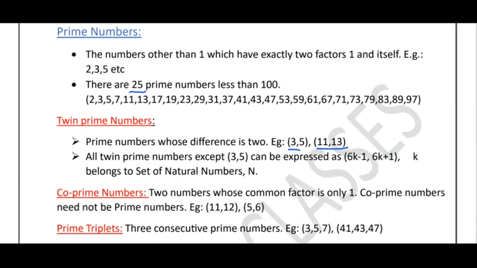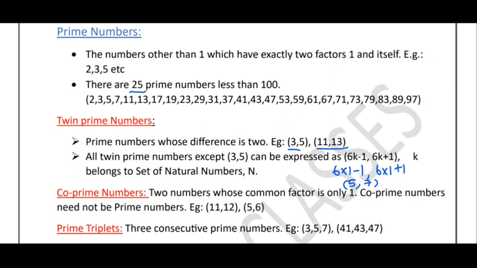And all twin prime numbers except 3, 5, that pair, can be expressed as 6k minus 1 and 6k plus 1, where k is a natural number. That means except this 3, 5, we can write all the other twin primes, for example 11, 13. So let us check. If you put 1 as the number k, 6 into 1 minus 1 and 6 into 1 plus 1, what answer will we get? 6 minus 1, 5, and 6 plus 1, 7. So 5, 7 is another example of twin primes.